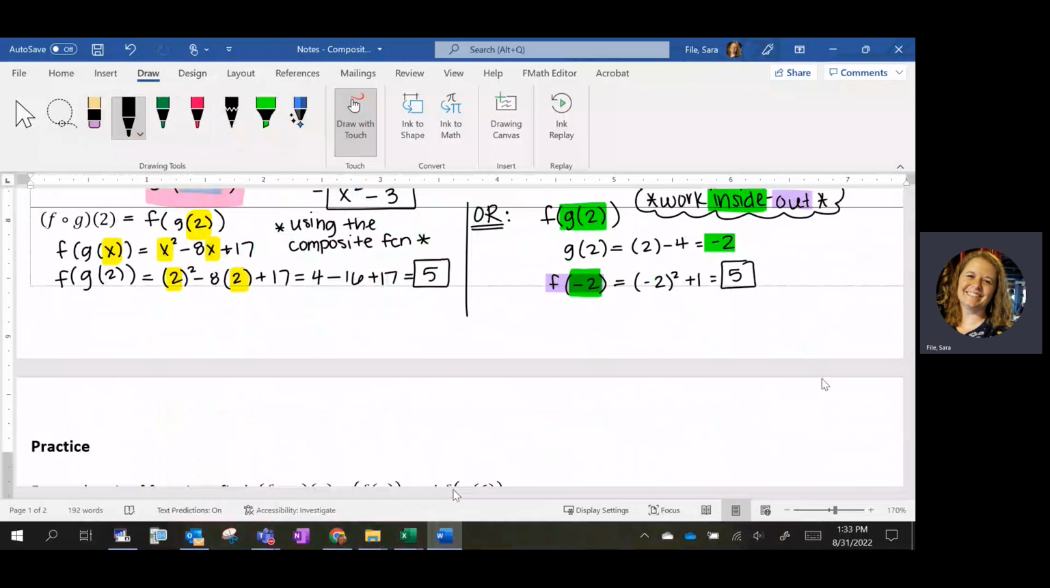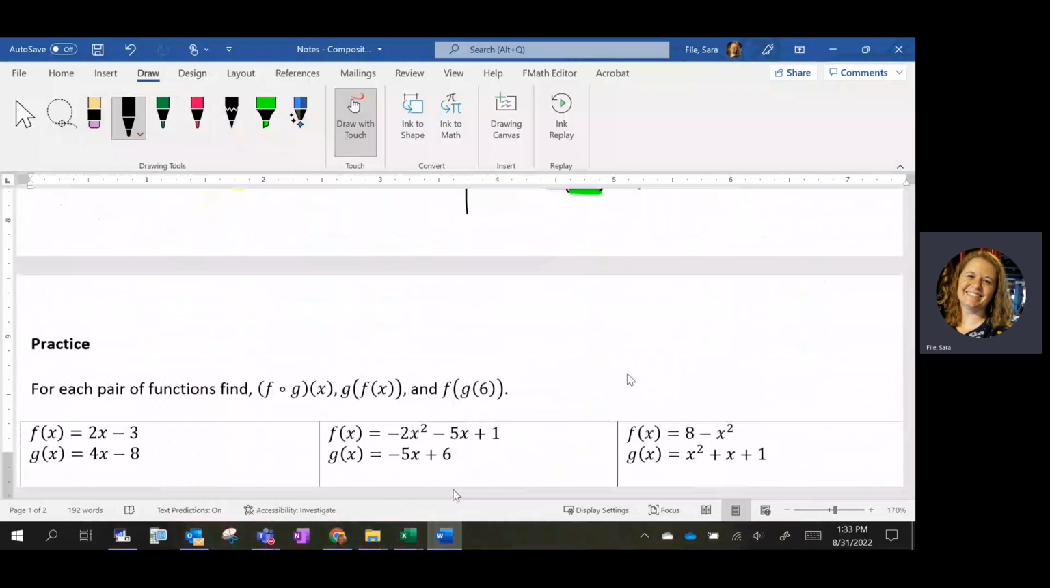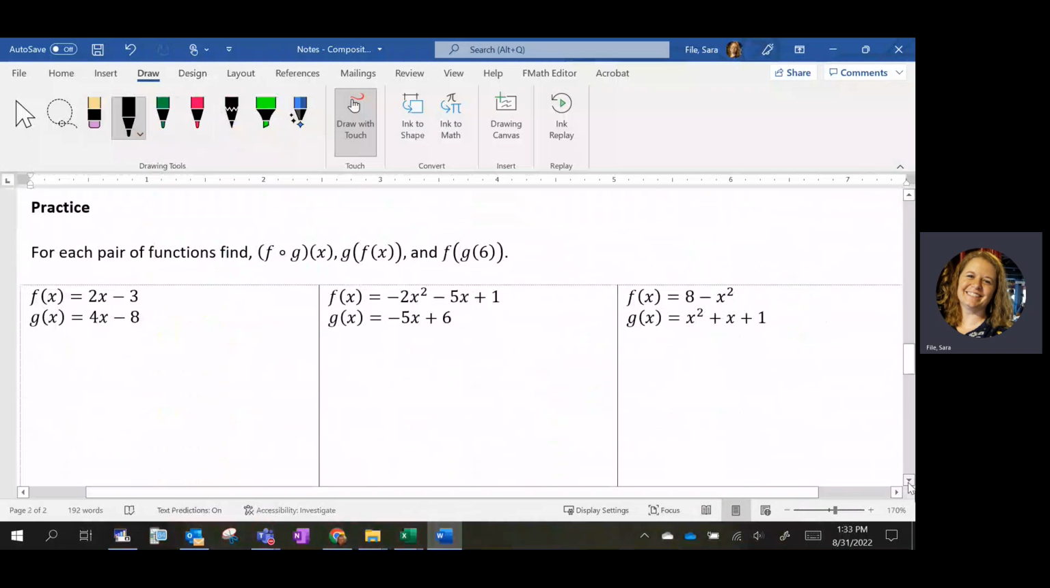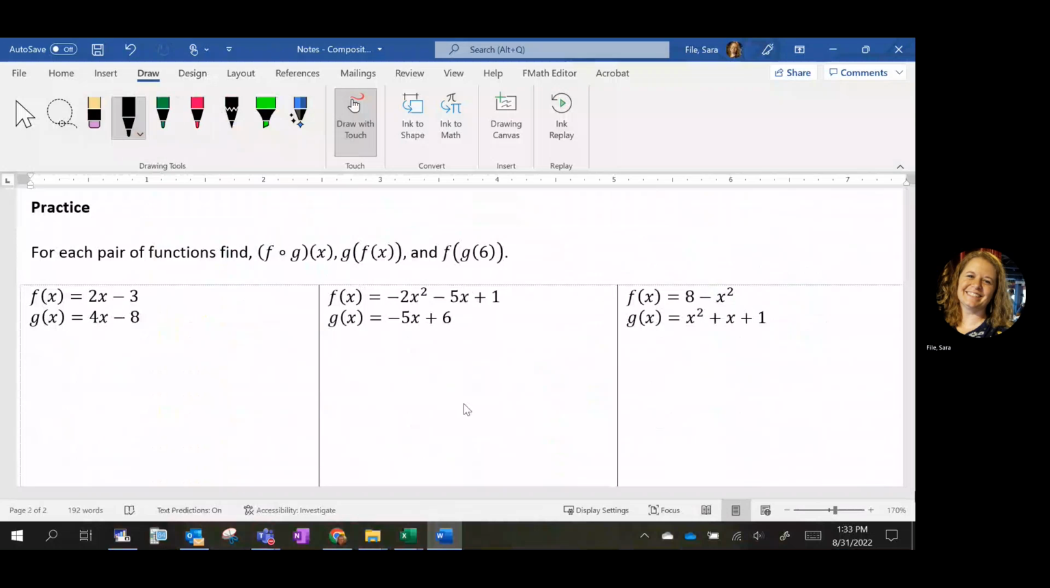So we've got about 9 minutes, 10 minutes. I want you to try the first 2 practice on the back. And then tomorrow in class, we'll check those 2 and then go over some of the others. There's 6 problems here. You do not have to try them all right now. I want you to try the first 2 right now.